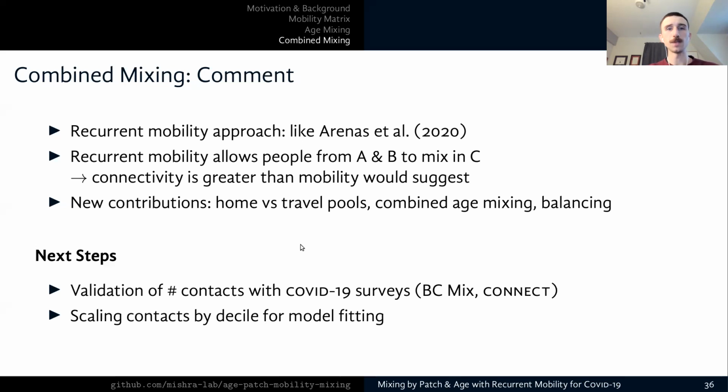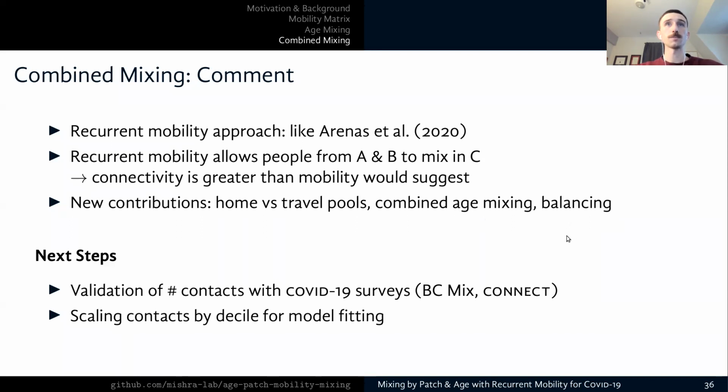So this idea of people traveling to other patches and forming contacts there, who may not be with just other people from that patch but with people from a third patch, was already developed before using this model by Arenas et al. Unfortunately, we developed it a year later, but we did make some improvements on it. So the fact that we've integrated these complex age mixing matrices with this recurrent mixing pool idea, all in a unified framework, is the main contribution of our work. And also the fact that these things balance, because in the Arenas model, they hadn't explicitly tested for whether the matrices will balance.